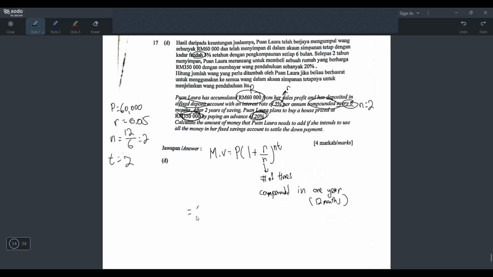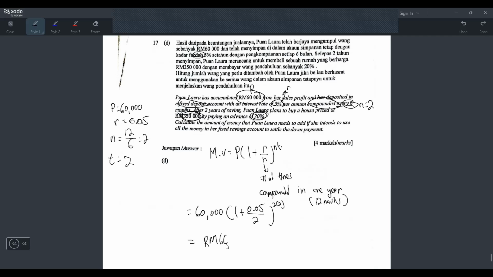So P, you put 60,000. 1, just leave it. R is 0.05. And then the N is 2. And then NT, which is 2 times 2, so it will be 2 in brackets, but this one is power. So first we press inside the bracket first: 1 plus 0.05 divided by 2. And then the answer to the power of 4, because 2 times 2 is 4. And then times 60,000. So the matured value is 66,228.